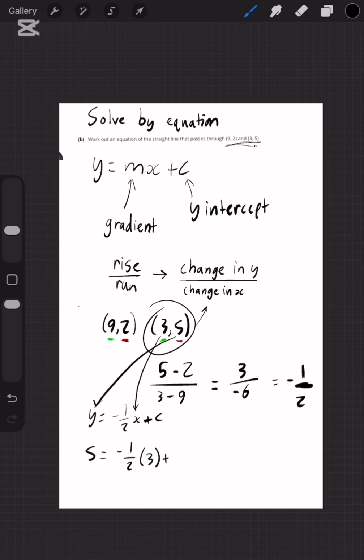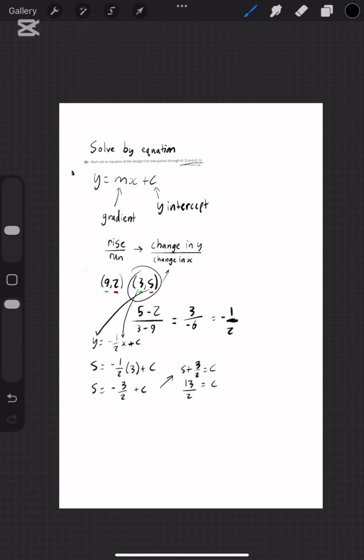There we go. And then we rearrange it to solve for what c is. It's not much more difficult than solving a regular equation. There we go. So c is 13 over 2. So the equation of our line will be minus a half x plus 13 over 2. There we go.